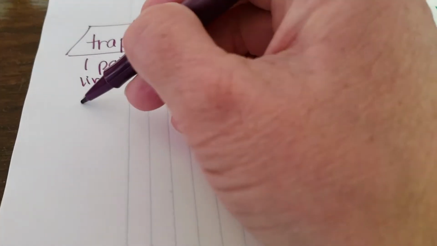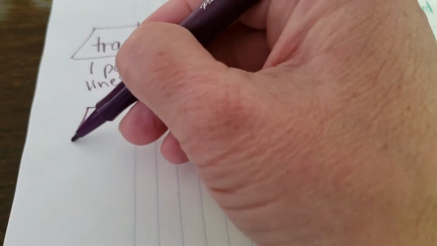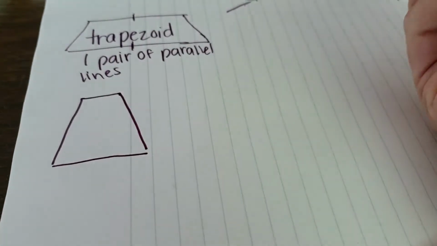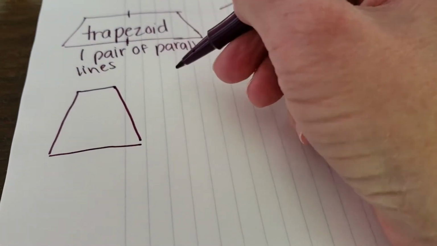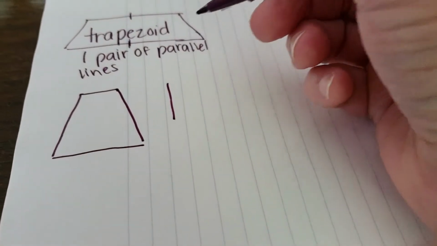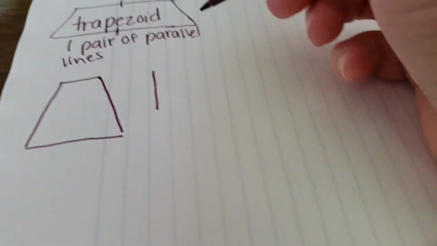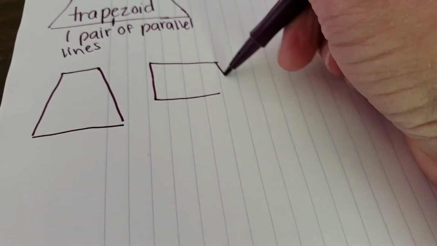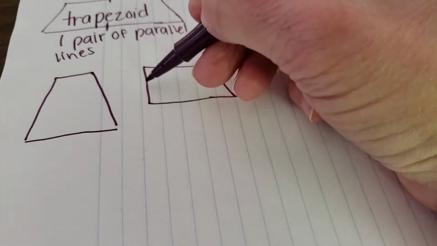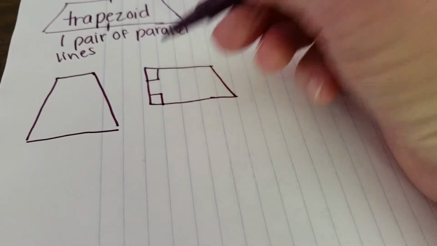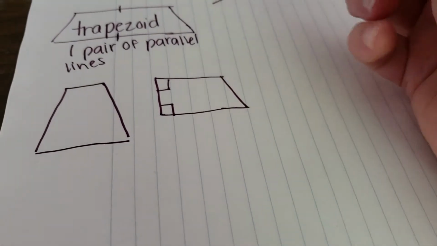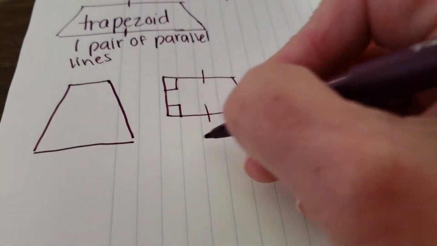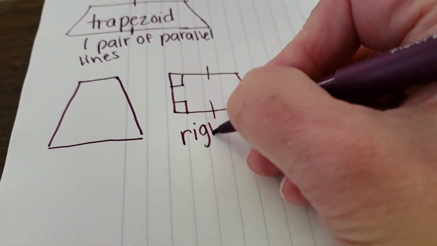Sometimes they can be tall and kind of skinny, or you can even have a special kind called a right trapezoid. Now what's special about that one is it has right angles, but it still only has one set of parallel lines. So see, here are right angles, but I still only have one pair of parallel lines. So that is a right trapezoid.